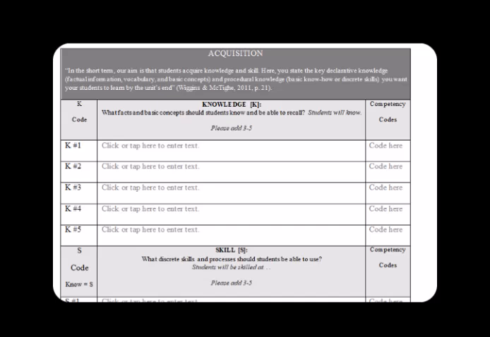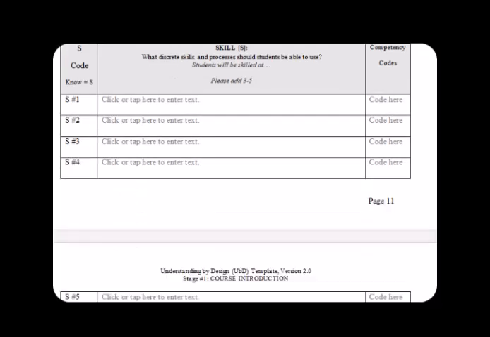The acquisition section is made up of knowledge and skills. What facts and concepts should students know and recall from your unit? What information from your unit should students know and be able to explain the information in their own words? Students must be able to learn and retain information before they can really understand the content information. Also include the standard or competency code that aligns with the knowledge statements you created.